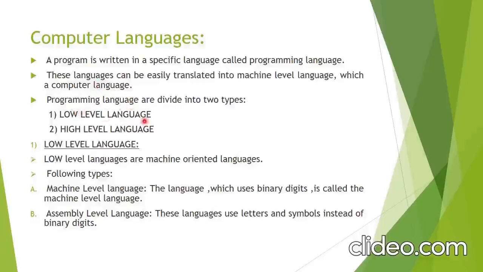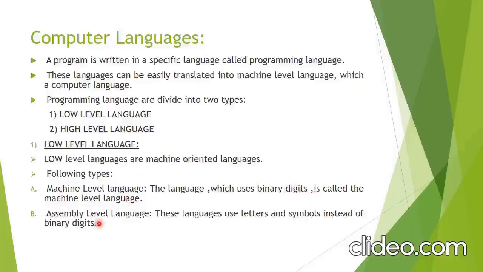First is low level programming language and second is high level programming language. Now which is low level language and which is high level language we will discuss. Low level languages are machine oriented. They are difficult to write and not easy to understand, because they are directly related to the machine. What is machine level language? The language which uses binary digits. Binary digits means 0 and 1. Whenever I do the coding through binary digits, that is known as machine level language.